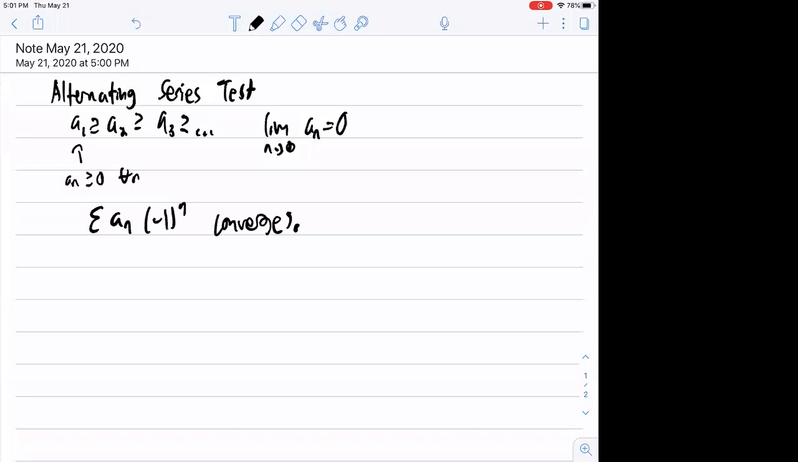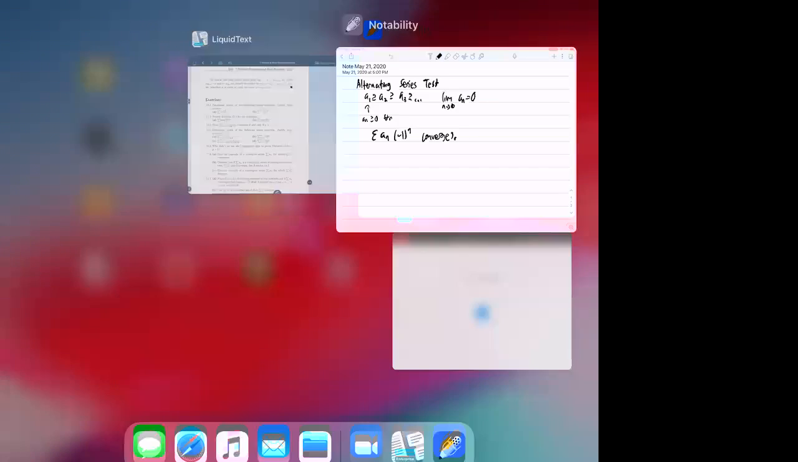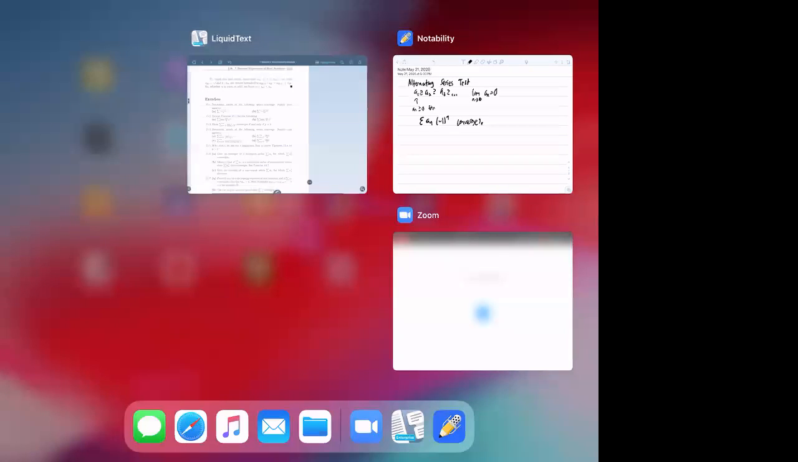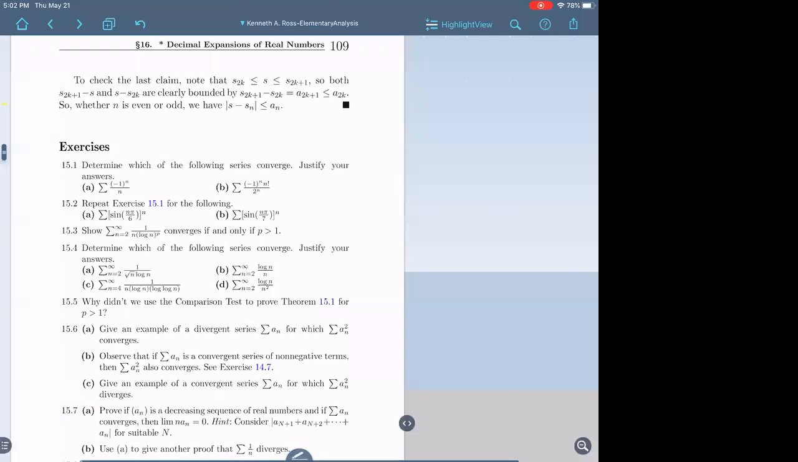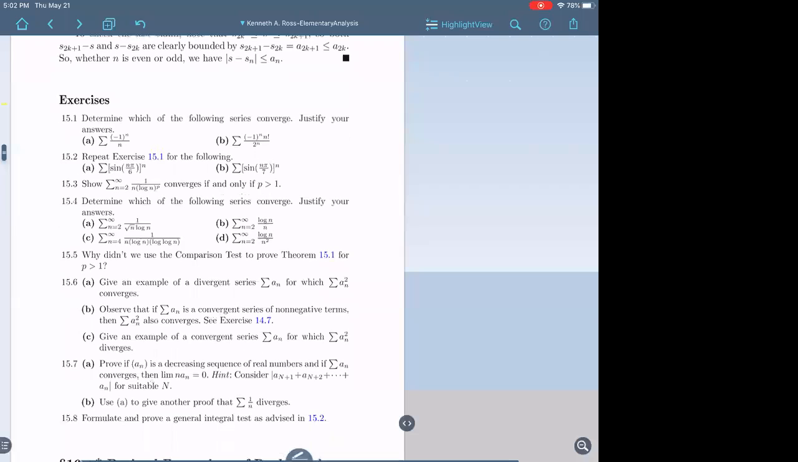And then the integral test is sort of the same thing. Your function is decreasing, non-negative, and goes to 0. Then if the integral converges, the sum converges. So I'm just going to go straight to the questions because there's not much going on here.